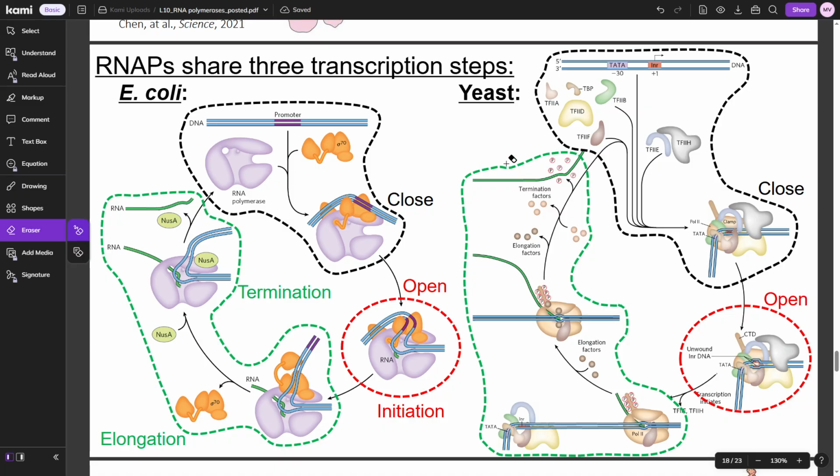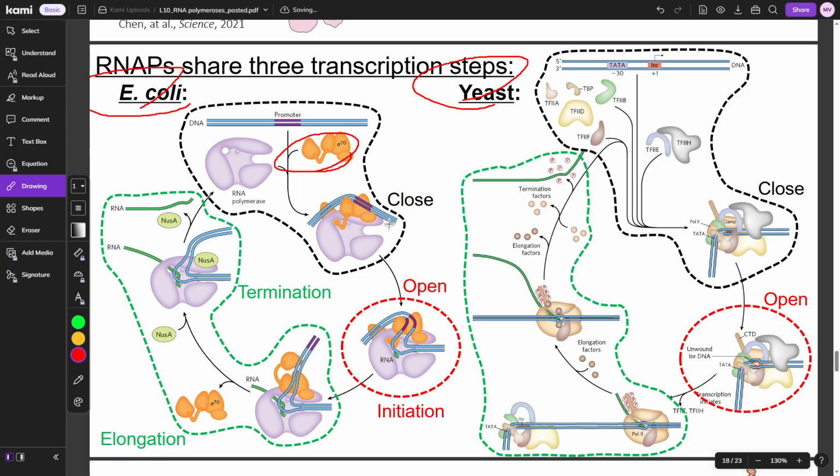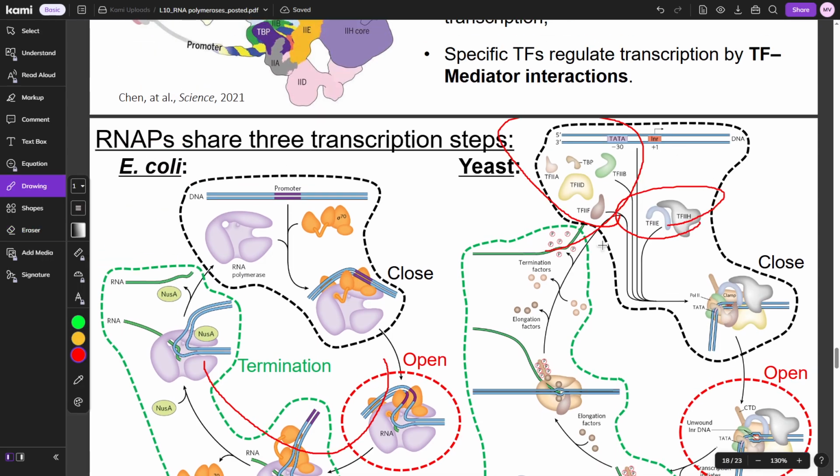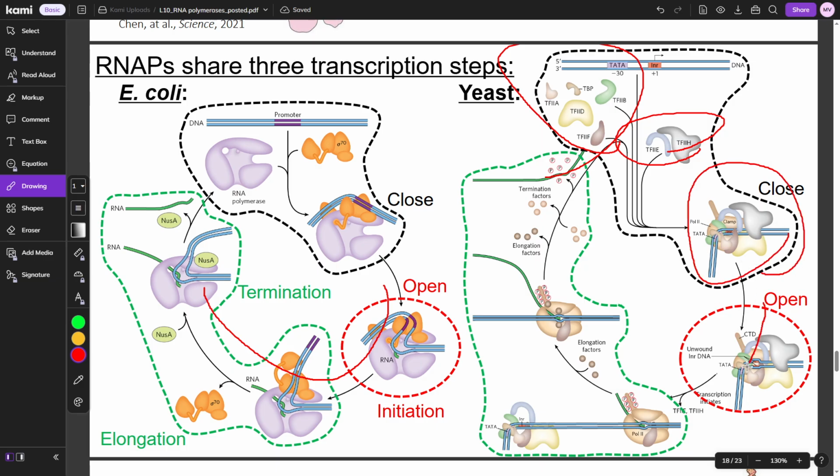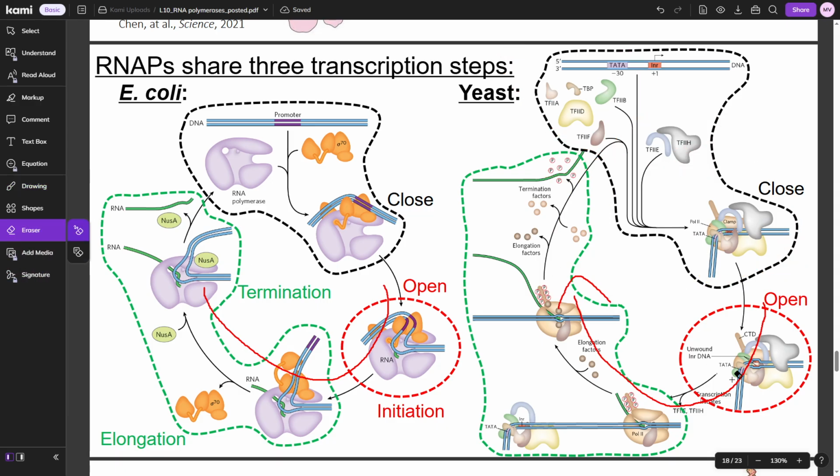Here we have an example of what transcription looks like in yeast and E. coli. Yeast is a eukaryote, and E. coli is a prokaryote. See here we have a promoter. We have our sigma that binds to RNA polymerase, and then you initiate, elongate, terminate, all that stuff. In eukaryotes, it's very similar. We start here, we have all of our transcription factors, they all bind together, we elongate, and then we produce our RNA.